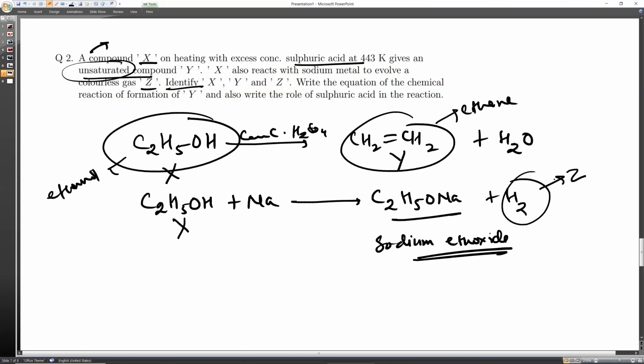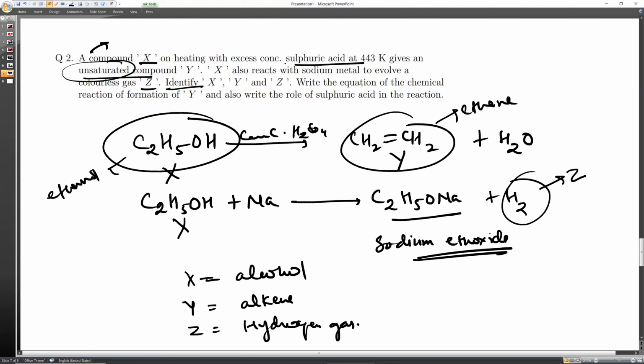But if it is not given, it is only saying that it is a compound X. It is not mentioning whether a 2-carbon compound or 3-carbon compound. So you will say that X is alcohol, Y is alkene, and Z is hydrogen gas. Okay, note it down, please.